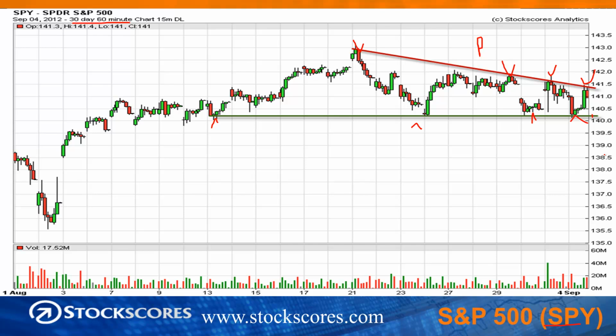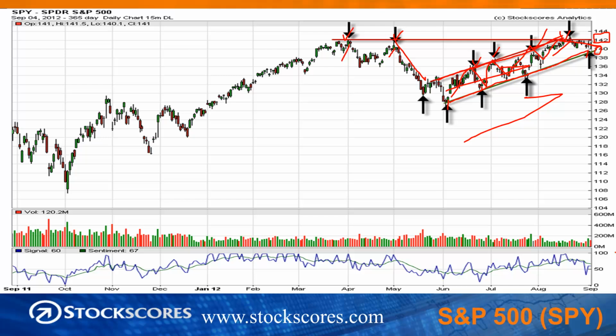Well, what we have to watch for now is whether we're going to break down through support or whether we're going to break up through resistance on the daily. And that's why the market's at a real critical point. In the next week or two, we're going to get our answer.